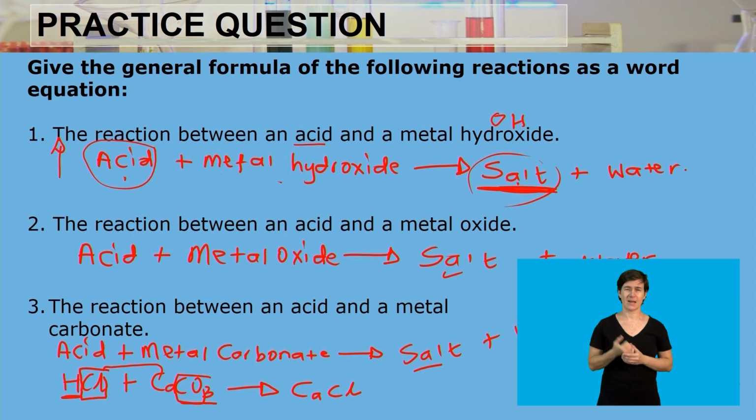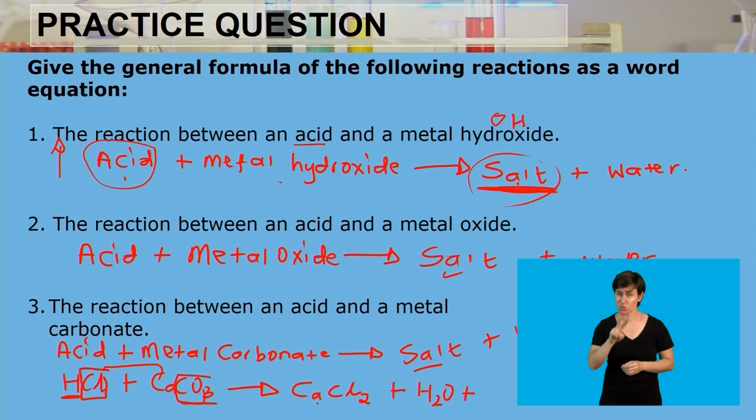Now, because these are in different groups, this is in group 17, whereas this is in group 2, we are going to have to write Cl2 to show that for every one atom of calcium, we need 2 atoms of chlorine to have our salt being the calcium chloride. Then obviously our water is H2O.